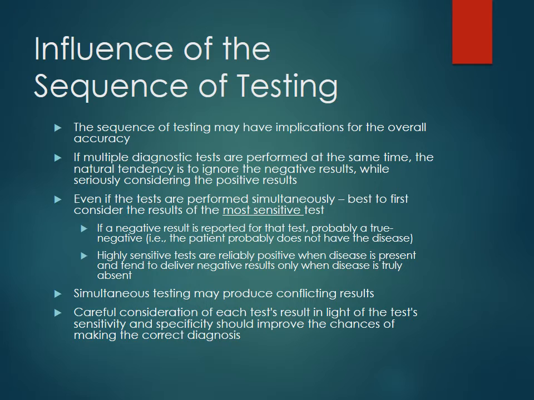So again, start with the highly sensitive tests. If those are negative, then you probably don't need to go a whole lot further than that. By simultaneously testing, you're going to be producing conflicting results. It's very frequent that you'll have contradictory results that you're looking at, and it makes it more difficult to figure out what to do with your patient. Careful consideration of each test result in light of the test sensitivity and specificity should improve the chances of making a correct diagnosis, right? So evaluating them sequentially, even if they're all done at the same time, can be useful to try to make a better diagnosis.